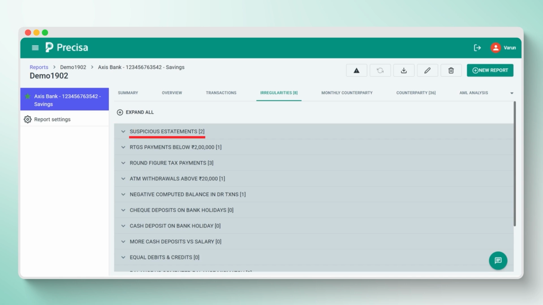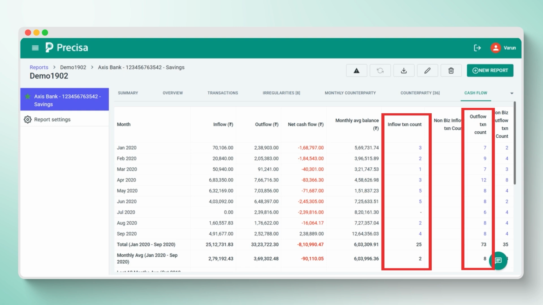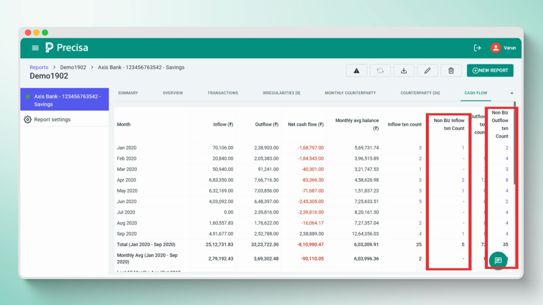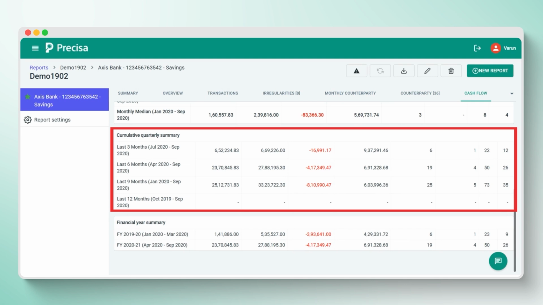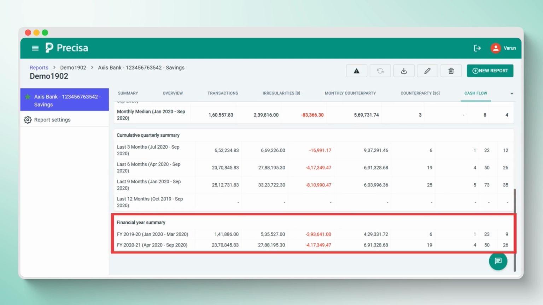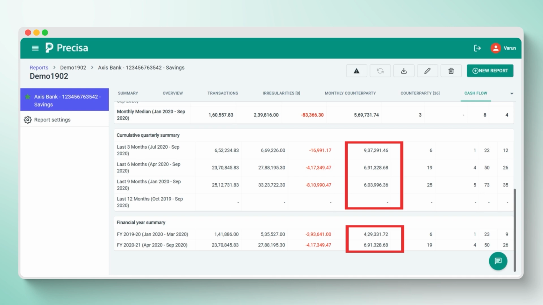the flagged transactions. The Cash Flow tab provides a monthly breakdown of inflows, outflows, net cash flow, and average balance, along with transaction counts for business and non-business activities. As you scroll down in the Cash Flow tab, you'll see cumulative quarterly and financial year summaries for inflows, outflows, net cash flow, and monthly median values.